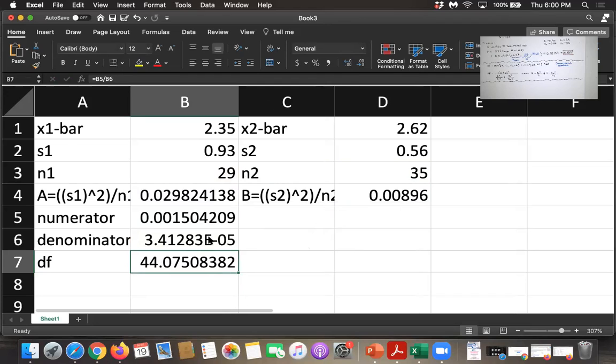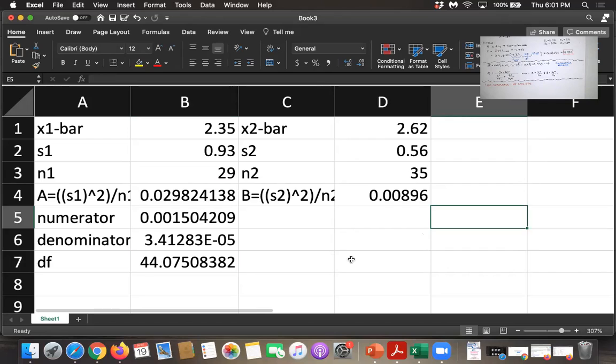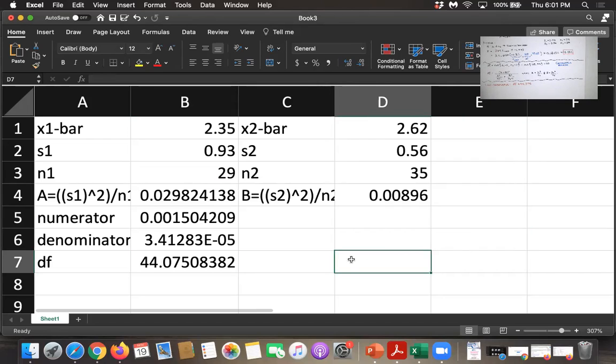And actually we get 44 for our degrees of freedom, which is quite a bit larger than that 28 degrees of freedom. So I'm just writing that down now over here. So our more accurate estimate, which is less conservative, is this degrees of freedom equal to approximately 44.075. Okay, so if that is my number of degrees of freedom, let's find the corresponding p-value.